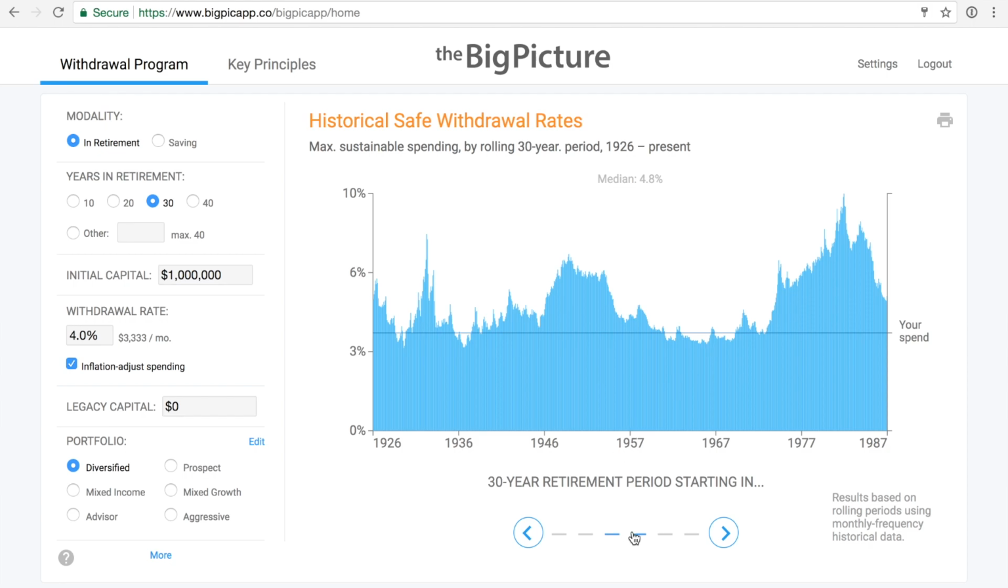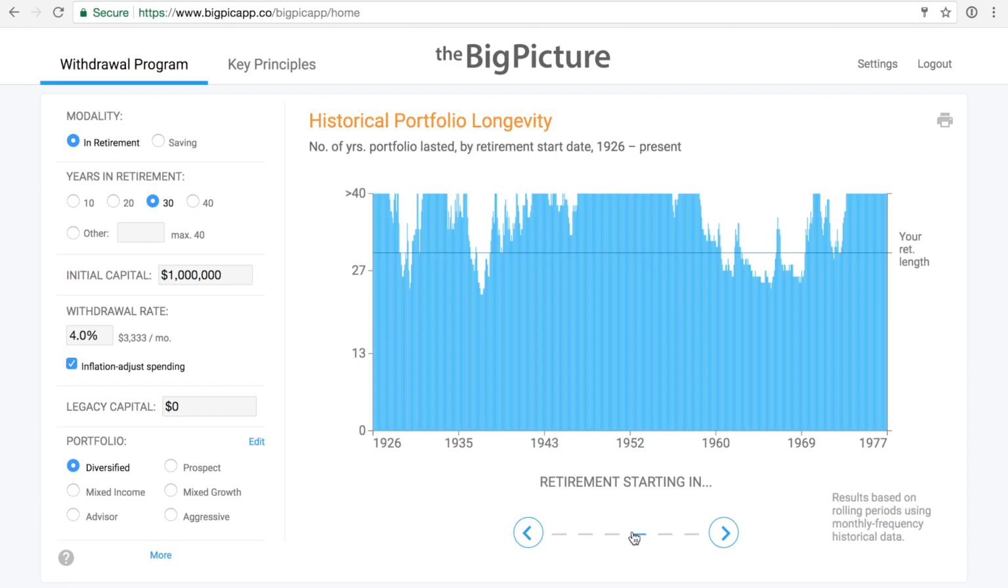Here's a chart that illustrates portfolio longevity instead of safe withdrawal rates. In other words, how many years did the portfolio last, rolling period by rolling period? Again, on the x-axis, we have retirement start dates.